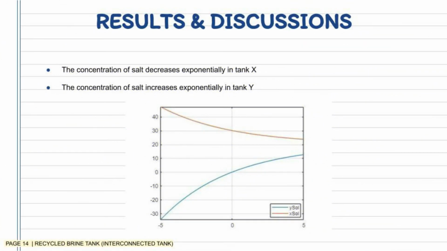Based on the graph, the red line indicates the concentration of salt in tank X. The red line seems to be declining exponentially. It shows that the amount of salt concentration in tank X has been decreasing. On the other hand, the blue line represents salt concentration in tank Y. The line is gradually increasing, which shows that the salt concentration in tank Y has been increasing.